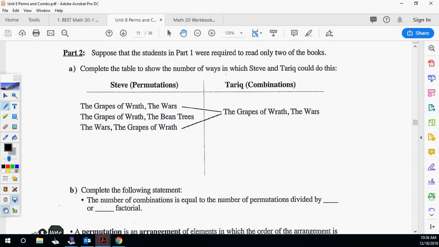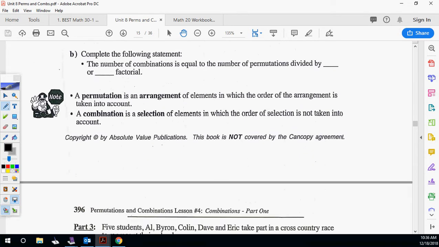All right, so again, one more time: permutations are an arrangement of elements in which the order needs to be taken into account. So the order matters. Combination is a selection where the order is not taken into account, not important.